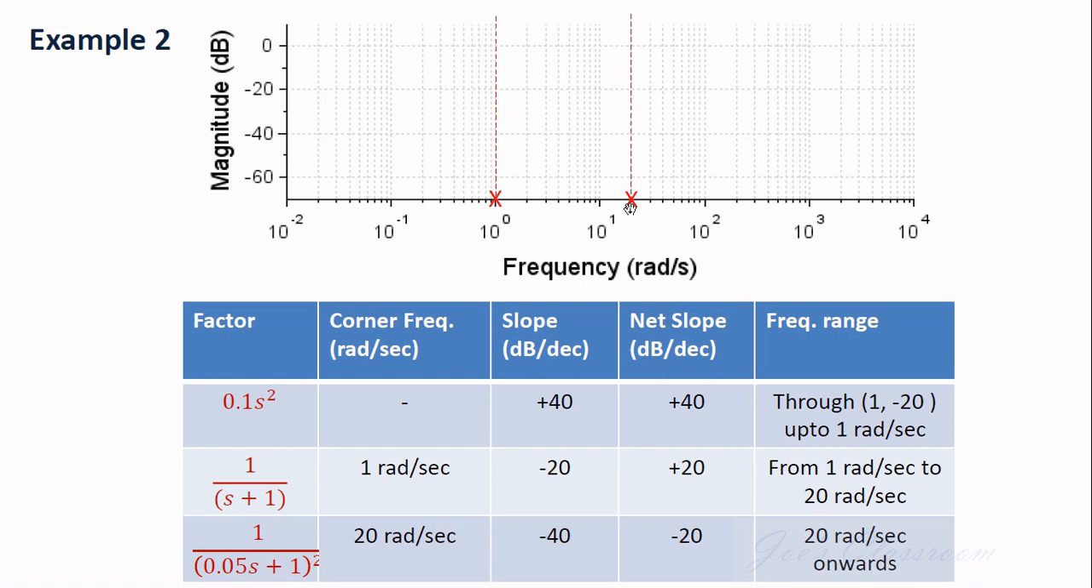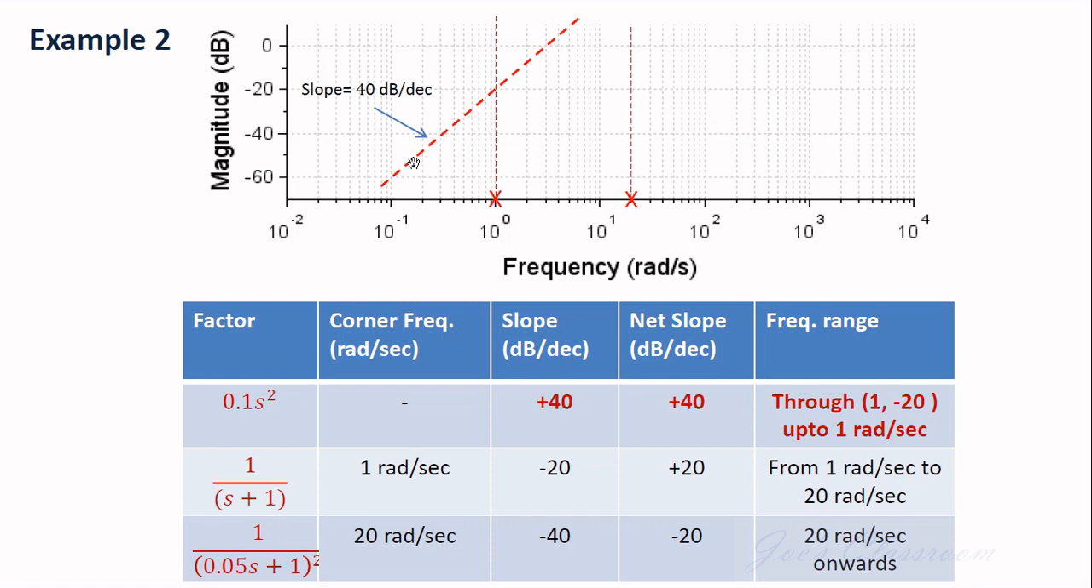I have marked the corner frequencies. Better you draw vertical straight lines like this so that you identify various regions. The first is a straight line with plus 40 decibels per decade, and it passes through 1 comma minus 20. So draw a line with 40 decibels per decade slope and passing through 1 comma minus 20.